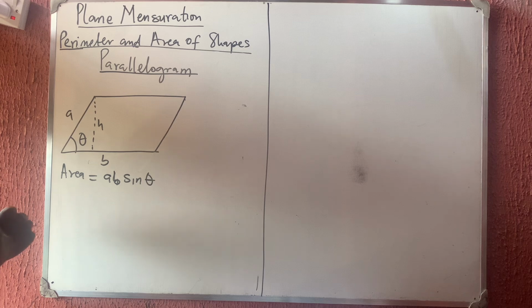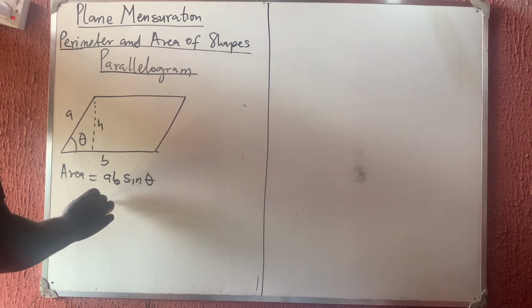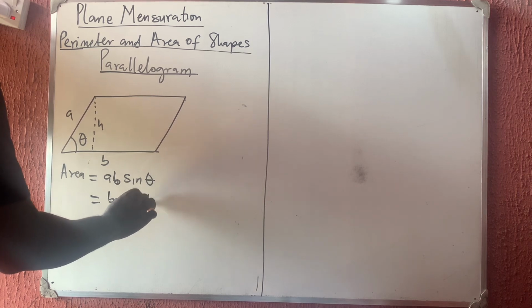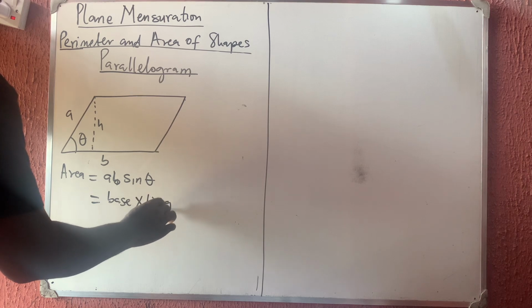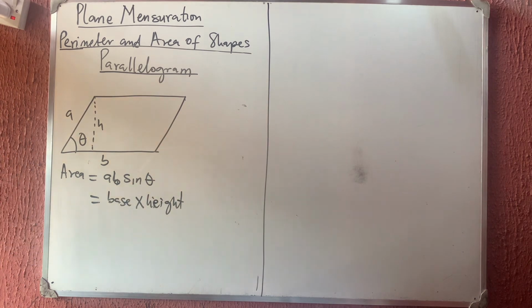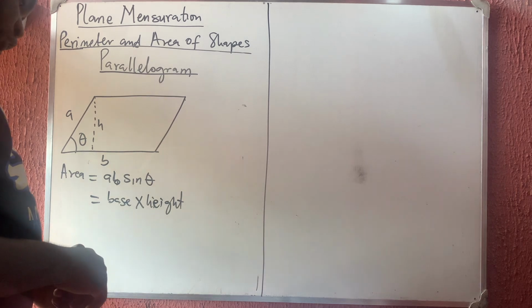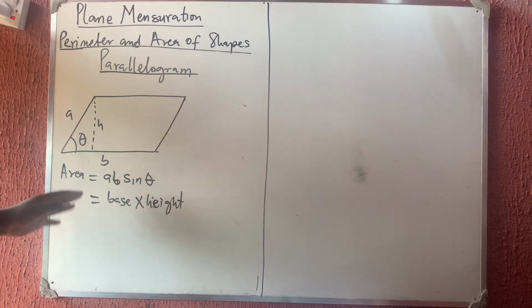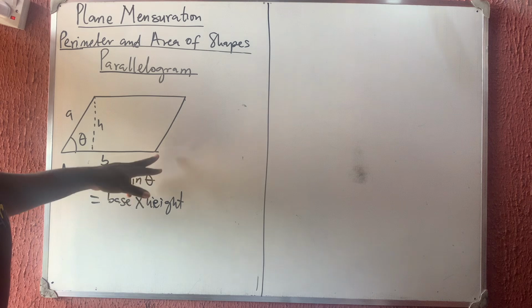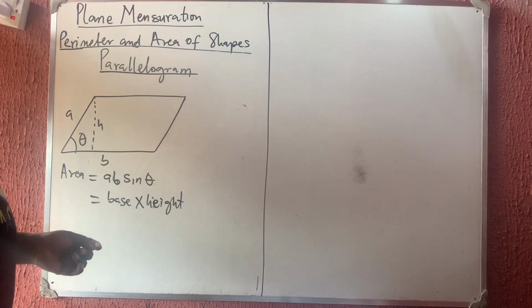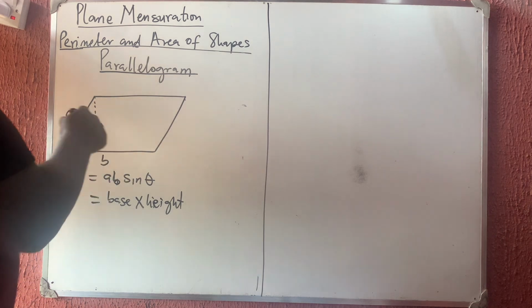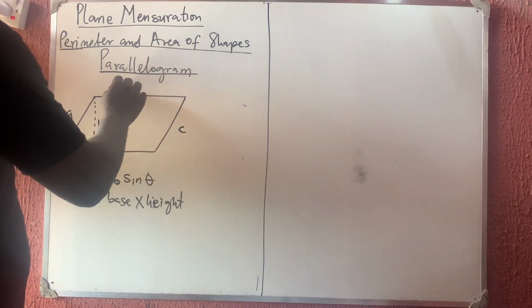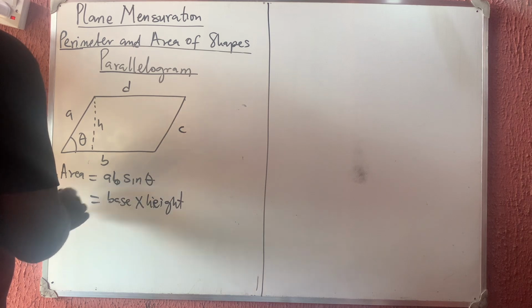AB sine the included angle, or you say that it is base times the height, like a rectangle. Because I told you that a rectangle is a special type of a parallelogram. So we should note that. These are the two most important formulas of a parallelogram. Then if you want to get the perimeter of the parallelogram, if here is A, B, C and D, then the perimeter is simply just to add the sides.